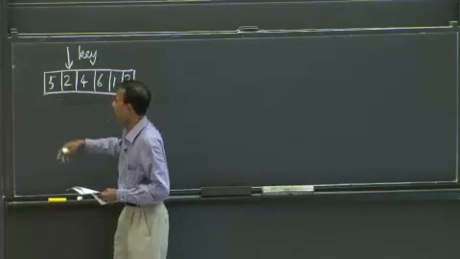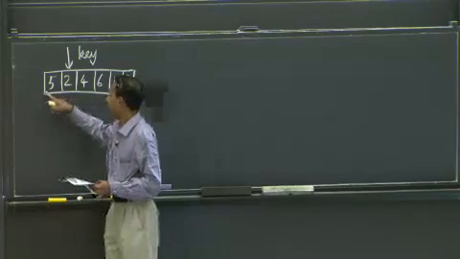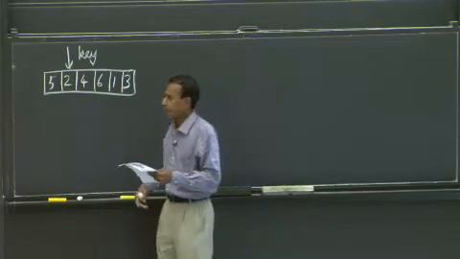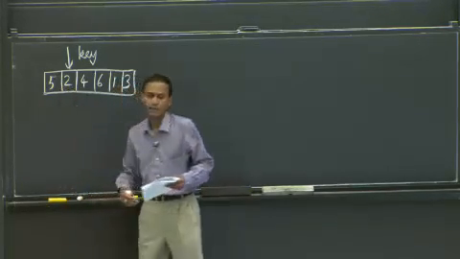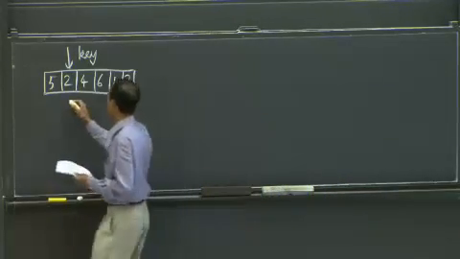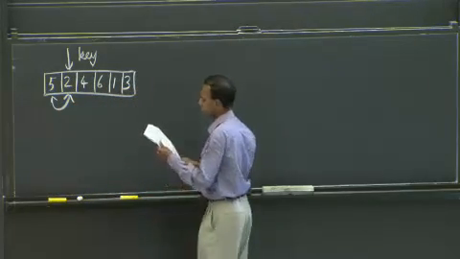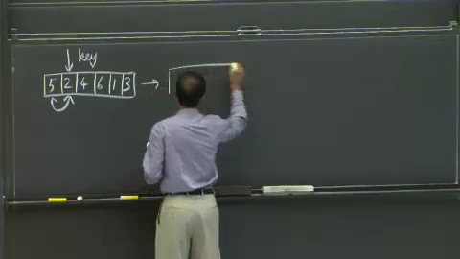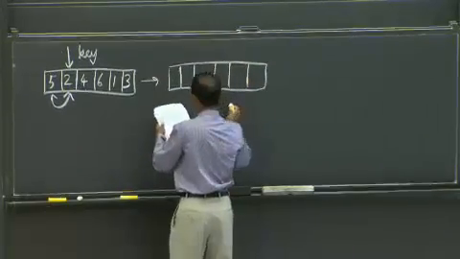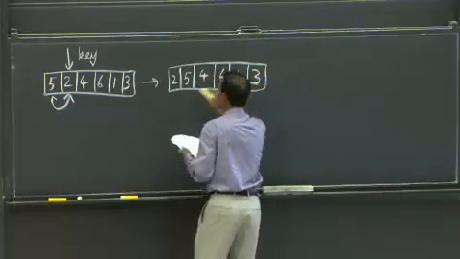And so what you do is you look at this, and you have this is A of i. That's your key. And you have A of 0, which is 5. And since we want to sort in increasing order, this is not sorted. And so we do a swap. So what this would do in this step is to do a swap. And we would obtain 2, 5, 4, 6, 1, 3.